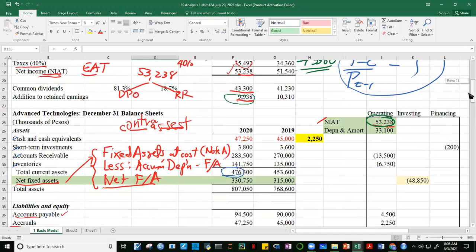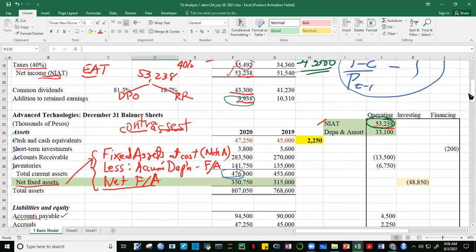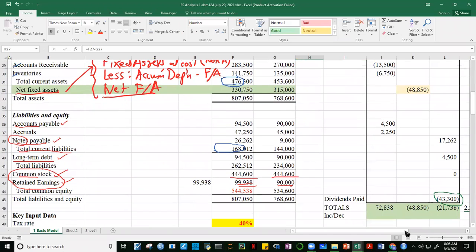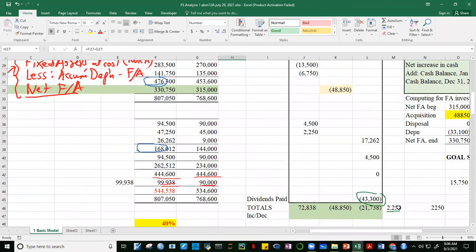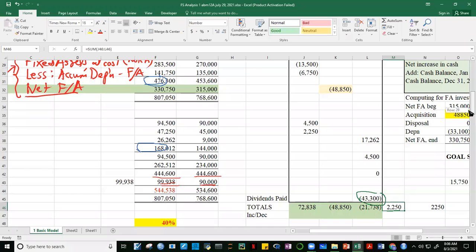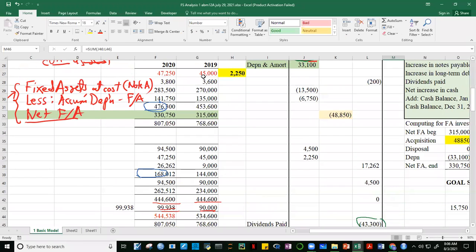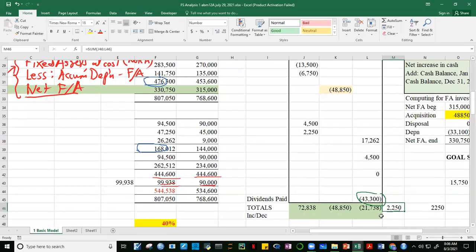Okay, and then we learned how to construct your statement of cash flows. Sabi natin, the statement of cash flows tells us of the sources and uses of funds from operating, investing, and financing activities. So we investigate the net change, increase or decrease in cash. And yung pro forma natin, yung working paper natin, dapat mapapakita natin yung increase or decrease in cash na yan. Yung 2,250 dapat nag-agree dun sa 2,250 dito.